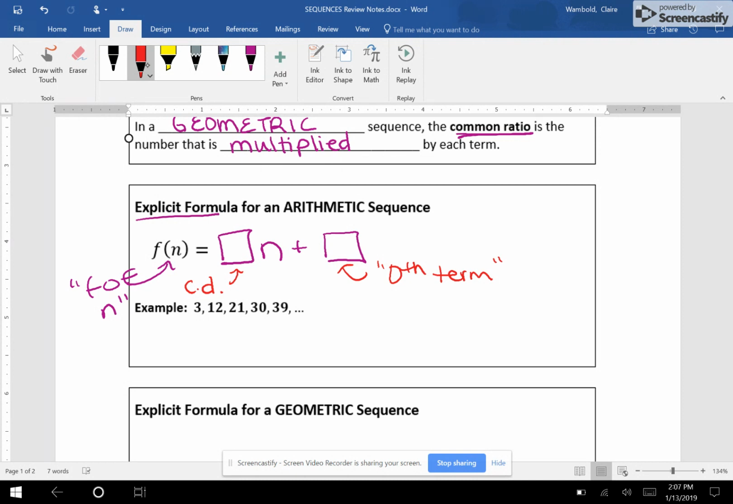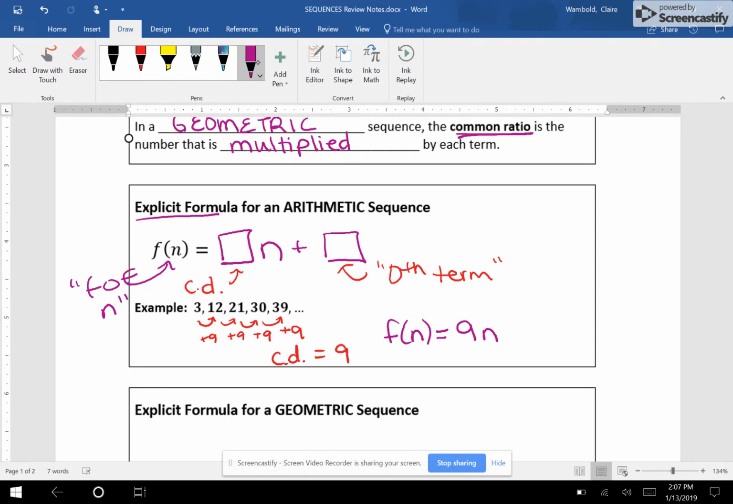We've got the sequence, the list, 3, 12, 21, 30, 39. So between each term, looks like we are adding 9. 3 plus 9 is 12. 12 plus 9 is 21. 21 plus 9 is 30. And 30 plus 9 is 39. So we've got our common difference, which is 9. So as we start to write our formula, we can write f of n equals 9n.